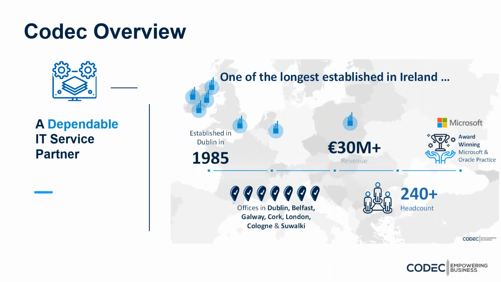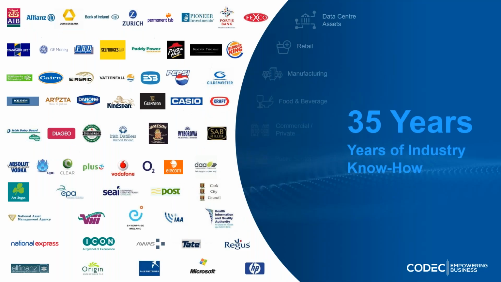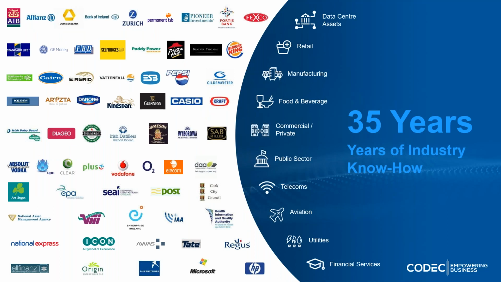Codec, we're an Irish-owned business. We were established in Dublin in 1985. We have other offices on the island of Ireland, in Galway, Cork, Belfast, and we have overseas offices in London, Poland, and Germany. We are 240 people, and we are growing steadily year on year. During 35 years in business, we have worked in virtually every sector. So this slide has logos for some of our major customers, and there are many organizations here that we have worked with for 15 years or more.